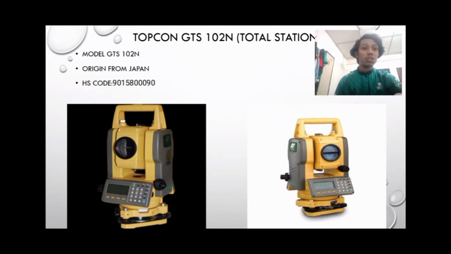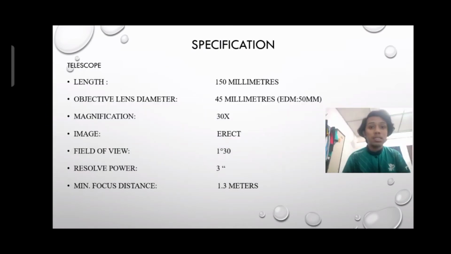Next, let's talk about the specification. For this total station, first let's talk about the telescope. The length of this telescope is 150 millimeters. The objective lens diameter is 45 mm. The EDM is 50 mm. The magnification for this total station is 30 times. The image for this telescope is erect. The field of view is 1 degree 30. The resolving power is 3 and the minimum focus distance for this total station is 1.3 meters.